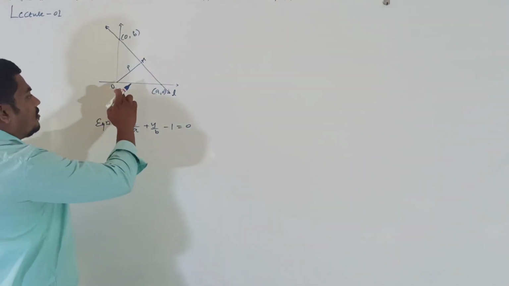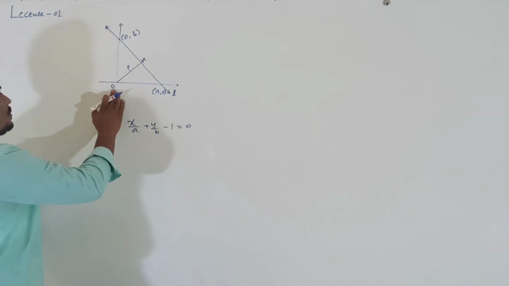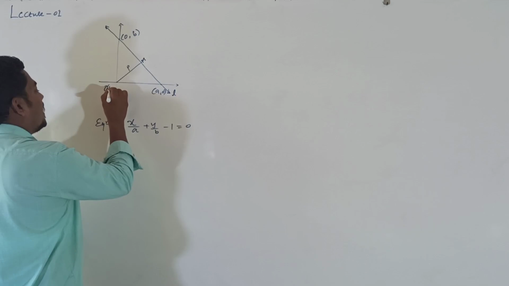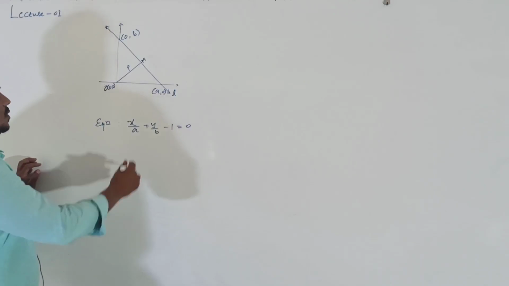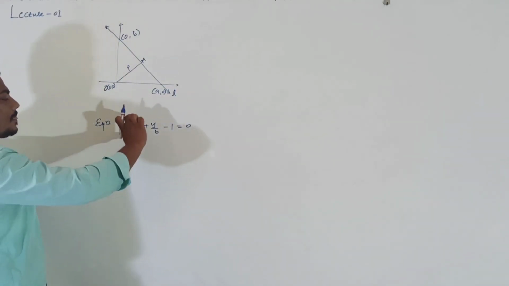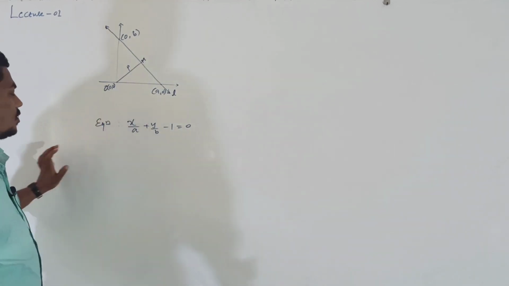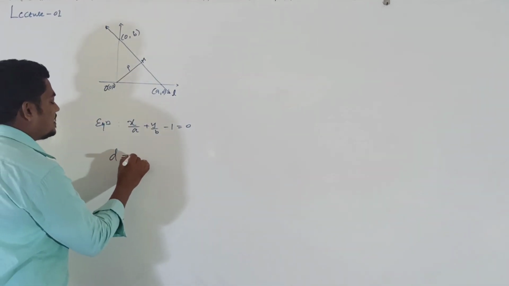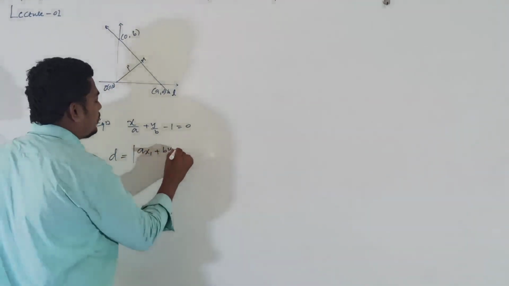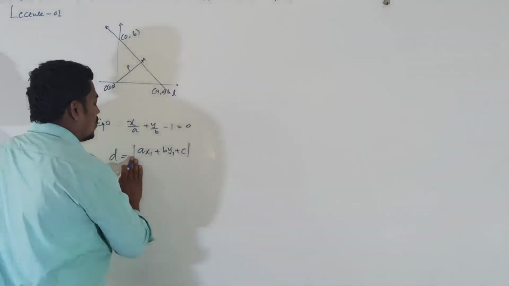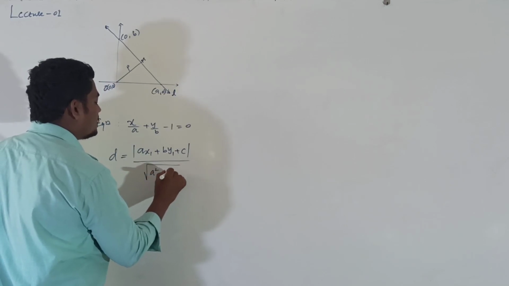Now find distance P, using the distance between line and point formula. Here point is origin itself, right? 0 comma 0 is the point. Use the distance between point and line formula. Distance D is equal to modulus of AX1 plus BY1 plus C whole thing divided by square root of A square plus B square, right?